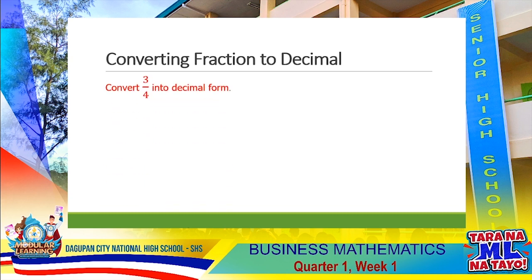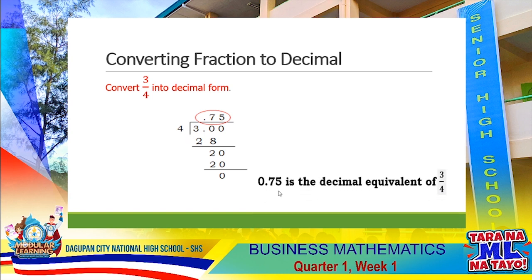Convert 3/4 into decimal form. To convert a fraction to a decimal, divide its numerator by its denominator. Dividing 3 by 4, we get 0.75 as the decimal equivalent of 3/4.